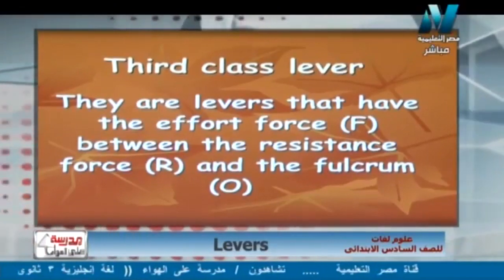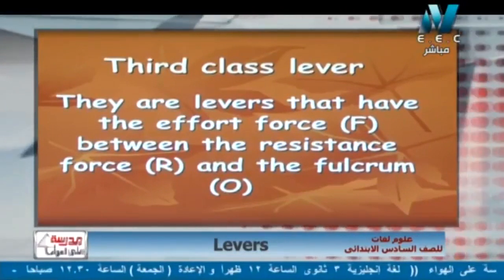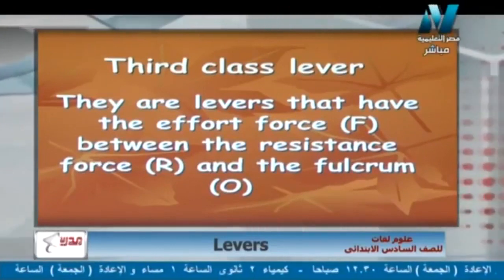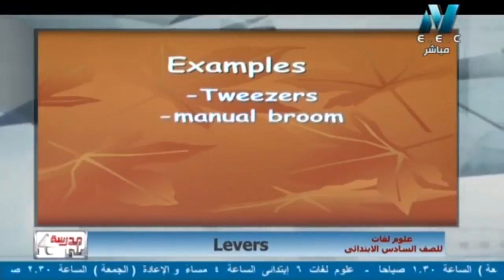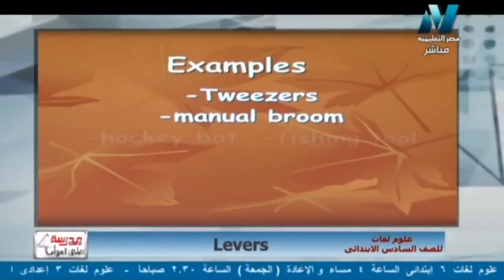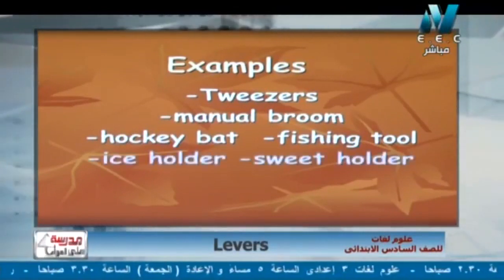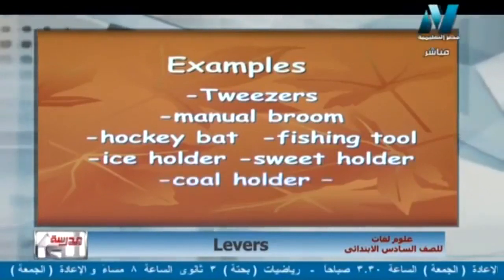Another type of lever is the third class lever. They are the levers which have, as I said, ORF, with the effort force between the resistance force and the fulcrum. What about examples of third class lever? Many examples, such as tweezers, manual broom, hockey bat, fishing tool, ice holder or sweet holder, coal holder and so on.